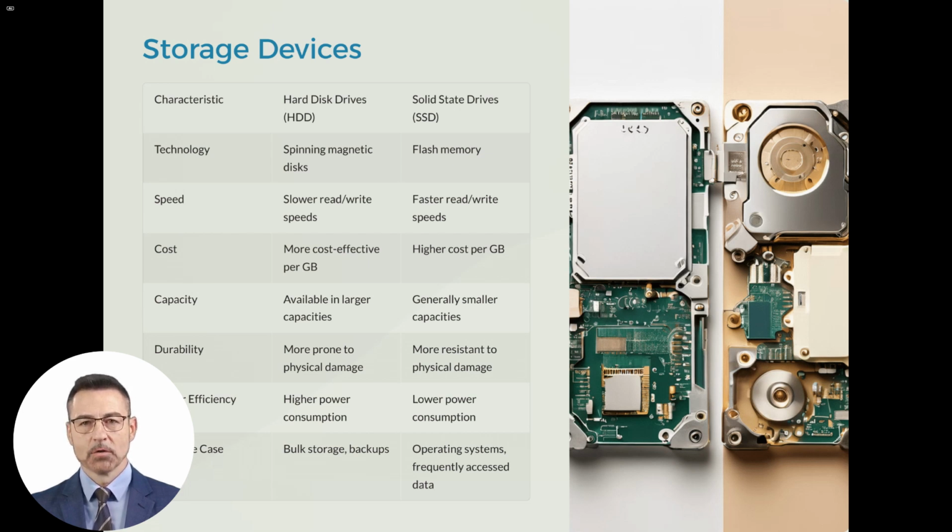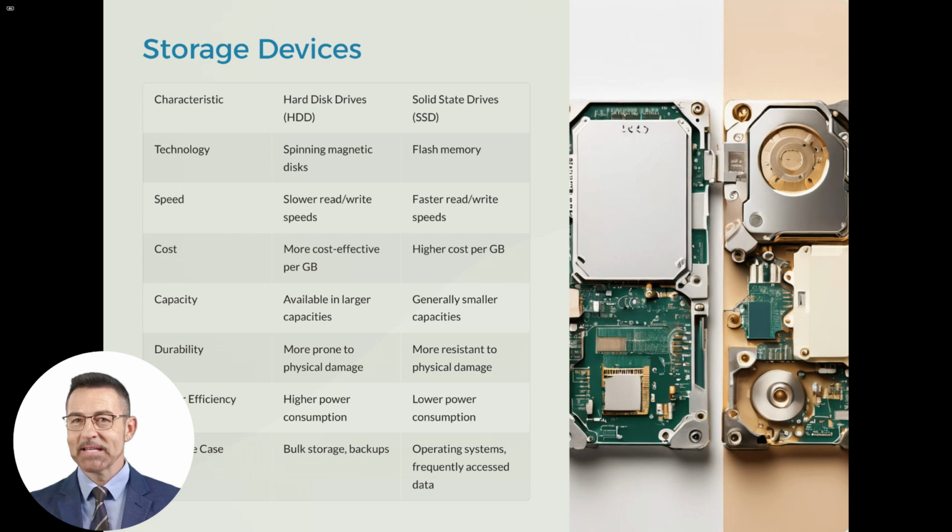On the other hand, solid-state drives or SS disks use flash memory with no moving parts. They provide much faster data access and boot times. For example, an SSD can boot an operating system in seconds compared to minutes for an HDD. SS disks are more durable because they lack moving parts, which makes them ideal for laptops and portable devices. They also consume less power, which benefits battery life in laptops. However, SS disks are typically more expensive per gigabyte than HD disks, although prices are gradually decreasing.